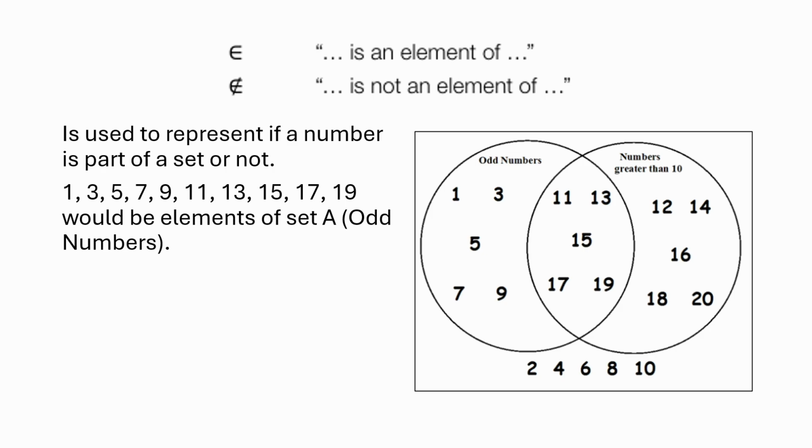For example, these elements would be 1, 3, 5, 7, 9, 11, 13, 15, 17, and 19. They're all parts of the set A, the set of odd numbers. As you can see, it's not just the numbers 1, 3, 5, 7, and 9, it's also the numbers that are parts of both sets. They are also still part of A. It's not a specific set on its own.